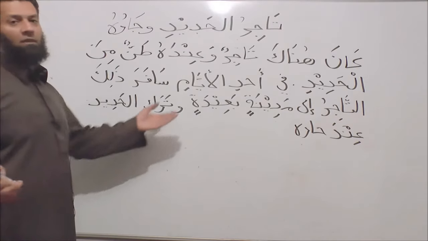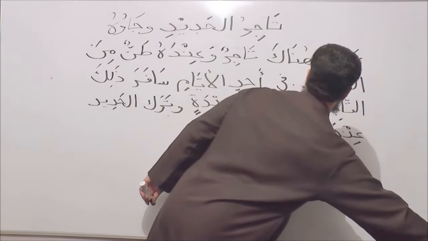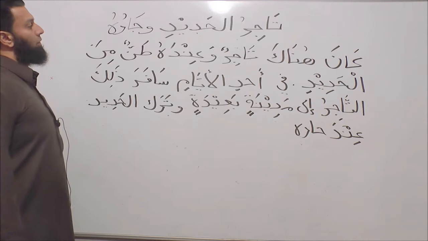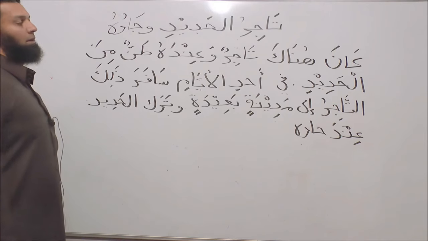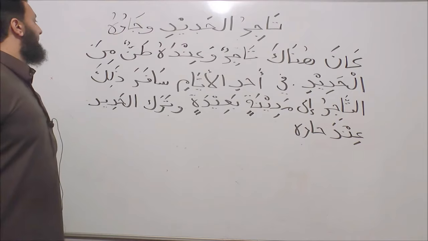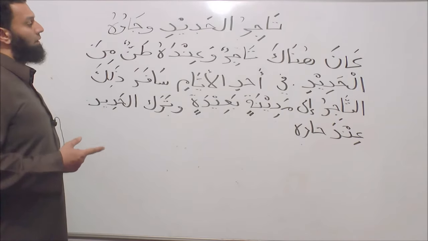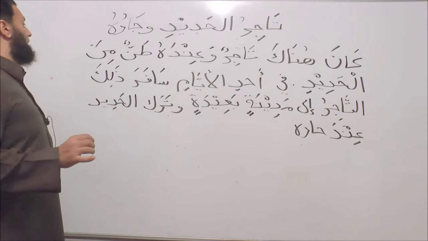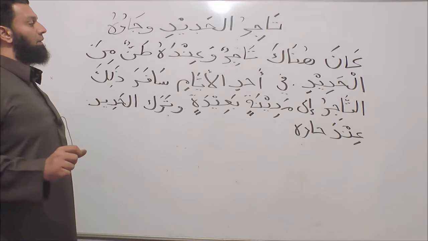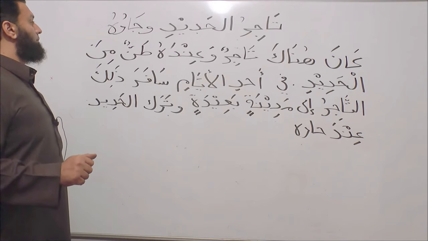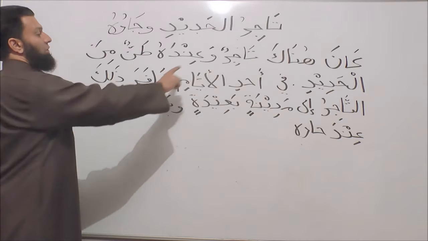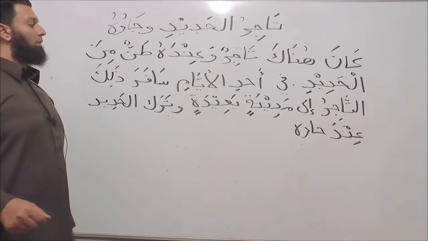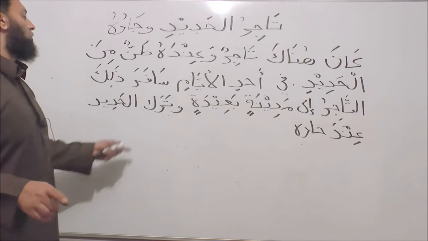Muhammad, read it from the beginning and translate it. كَانَ هُنَاكَ تَاجِرٌ. There was a merchant there. وَعِنْدَهُ طَنٌّ مِنَ الْحَدِيدِ. And with him, a ton of iron. في أحد الأيام, in one of the days, سافر ذلك التاجر, that merchant traveled إلى مدينة بعيدة, to a distant city.